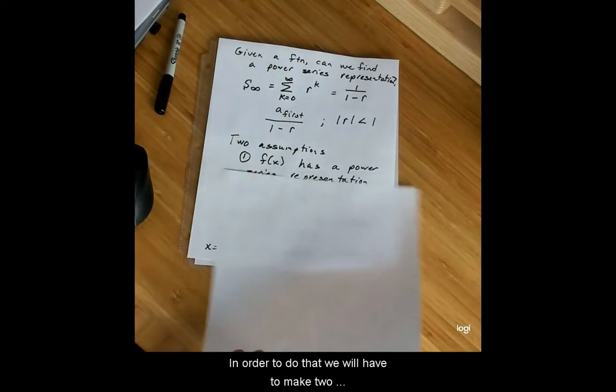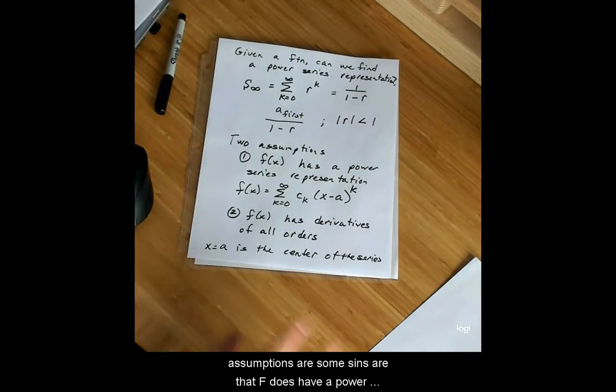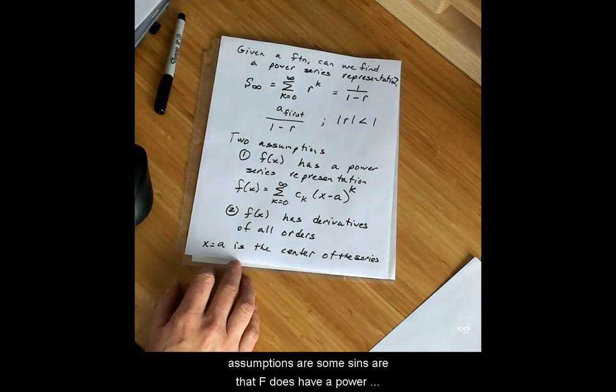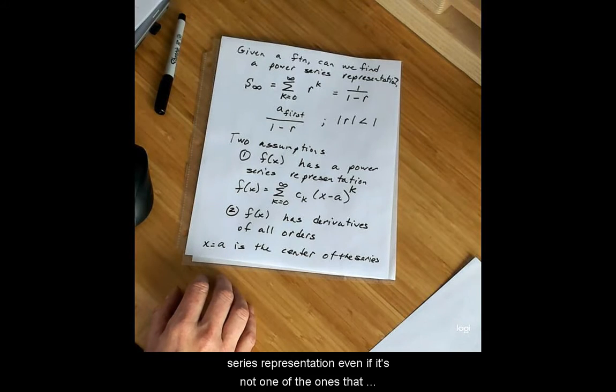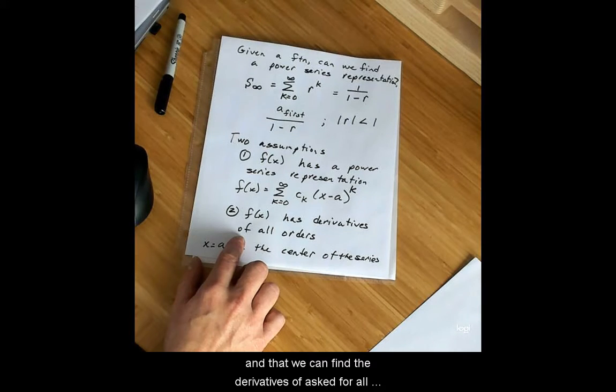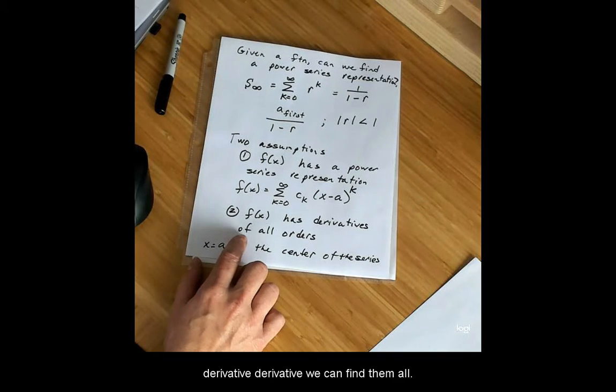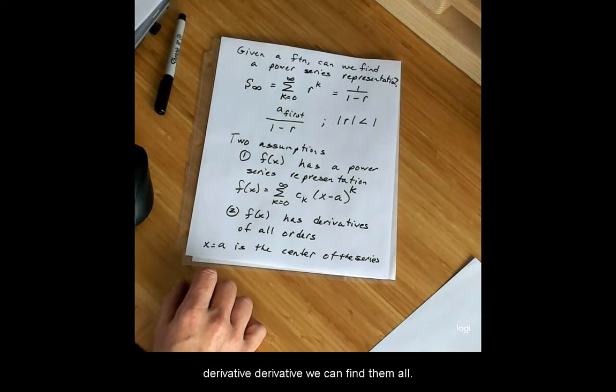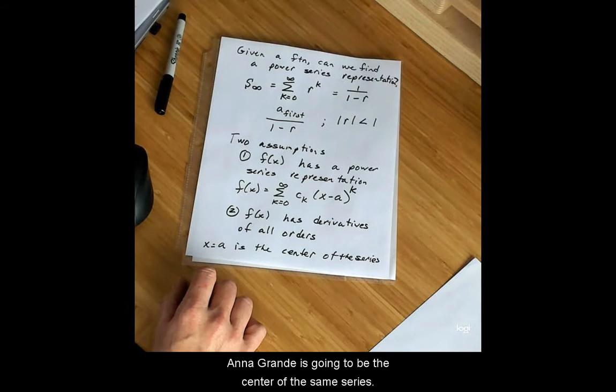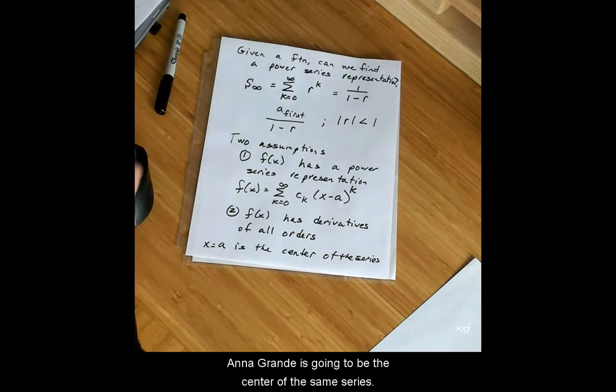Now, in order to do that, we will have to make two assumptions. Our assumptions are that f does have a power series representation, even if it's not one of the ones that starts out in the normal geometric convergent form, and that we can find the derivatives of f for all orders. So the first derivative, second derivative, third derivative, fourth derivative, 10 billionth derivative, we can find them all. And again, a is going to be the center of the same series.